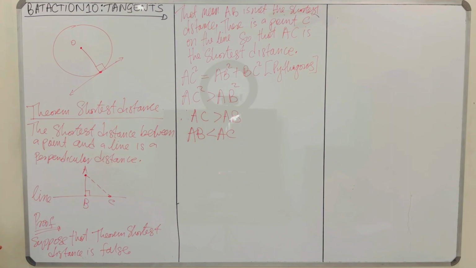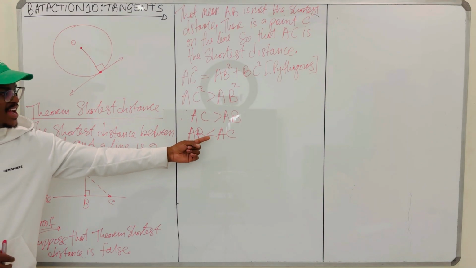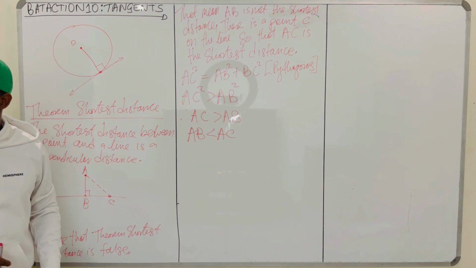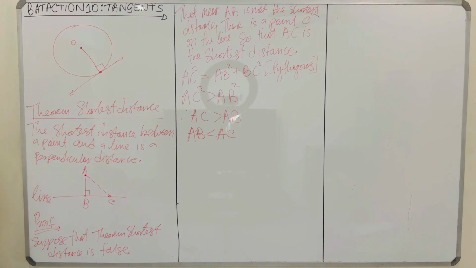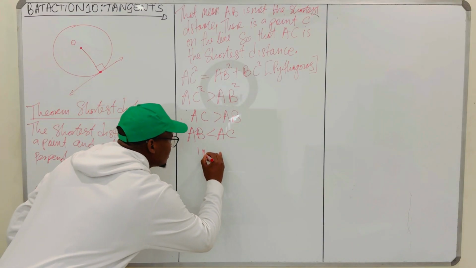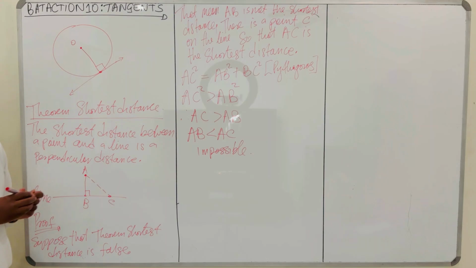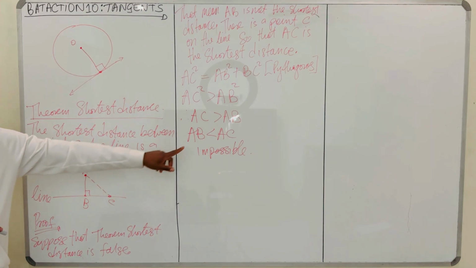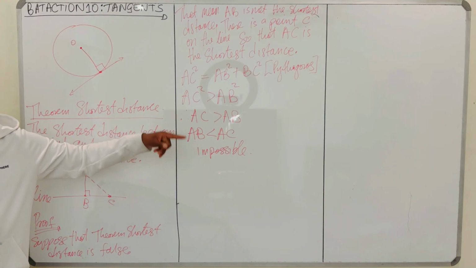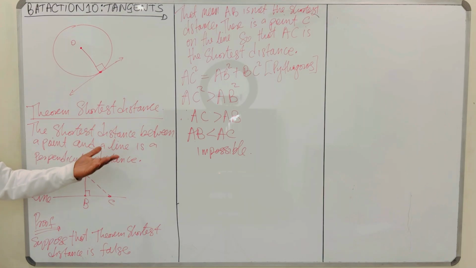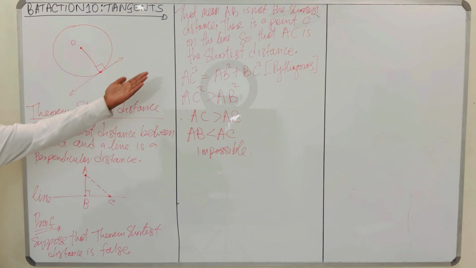From the line. But now we're finding out that AC is not the shortest distance. AB is. So this is a contradiction, right? From what we are doing, this is impossible from what we said initially. Because we said AC is the shortest distance from the line, but now we're finding that AB is the shortest distance. So it goes against what we assumed or what we deduced up there.